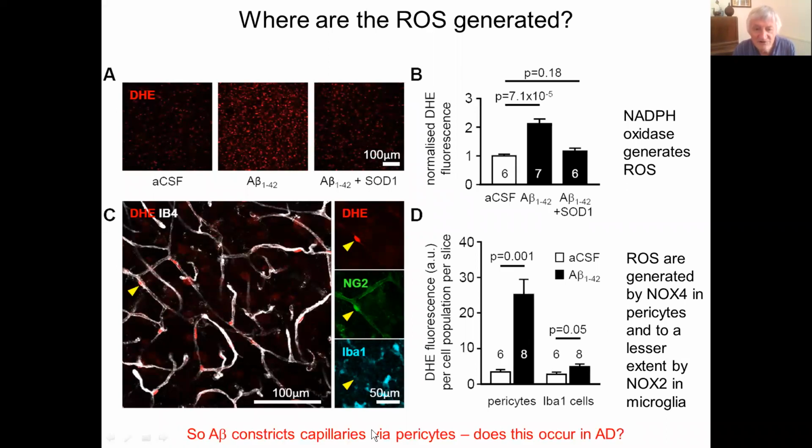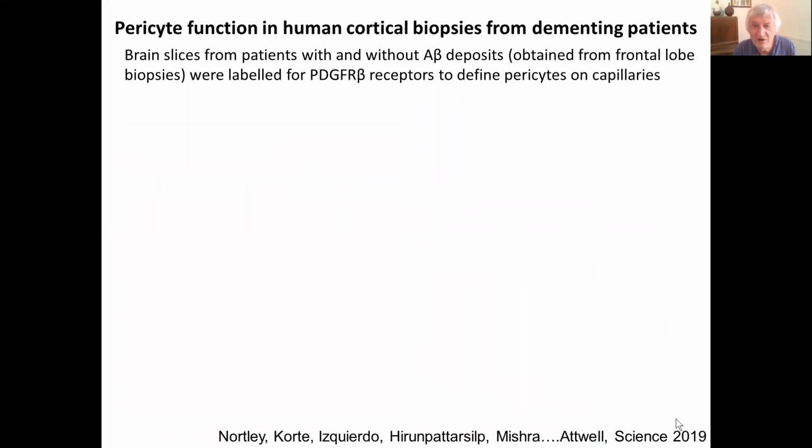So A-beta constricts capillaries via pericytes, but we wanted to know whether this occurs in Alzheimer's disease itself. And so to do this, we teamed up with neuropathologists who were able to provide us with human cortical biopsies. This is not a common procedure, but it turns out that at the hospital associated with our university, if you happen to be dementing for no known reason and they think there may be a cause they could cure, they will happily remove part of your brain while you're still alive from a part of the brain which they claim doesn't do much anyway. It's the right prefrontal cortex.